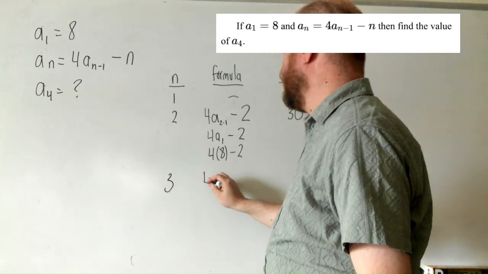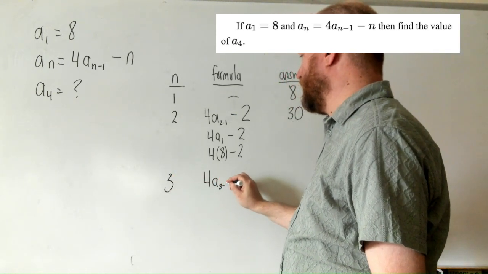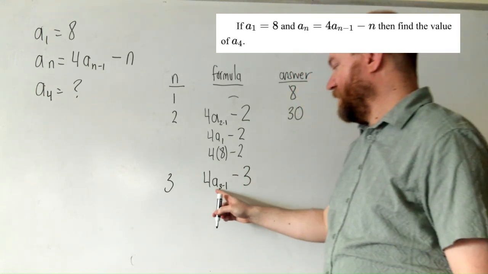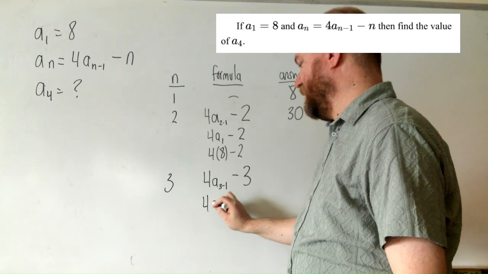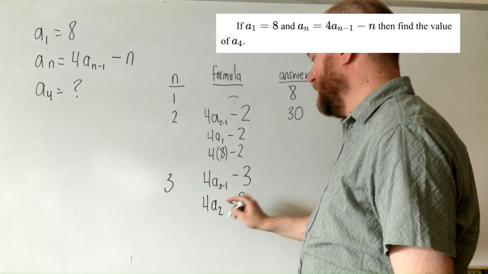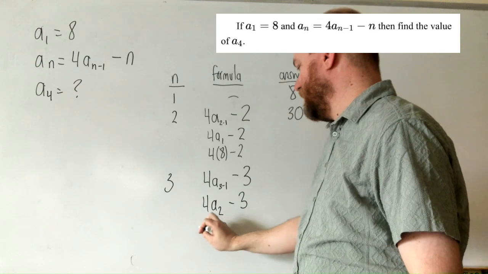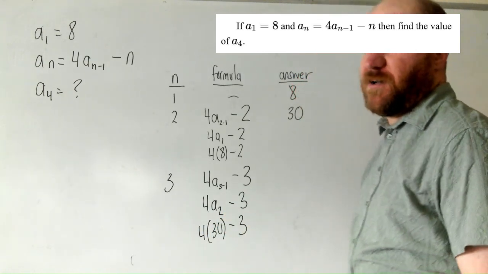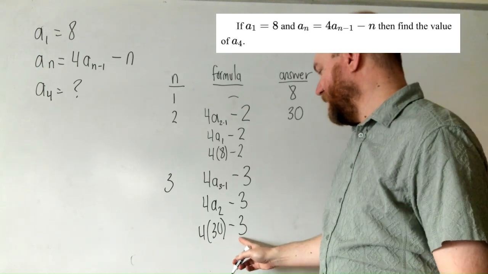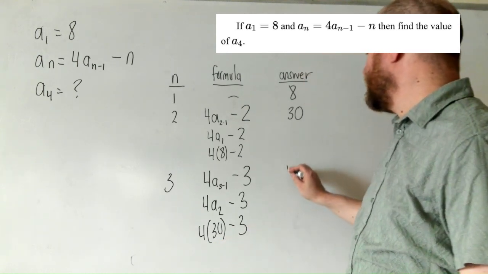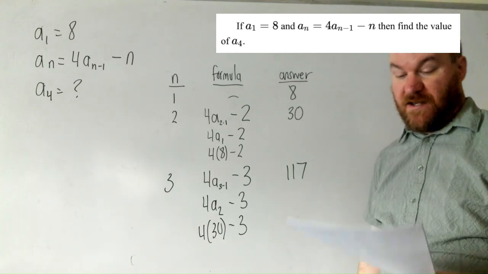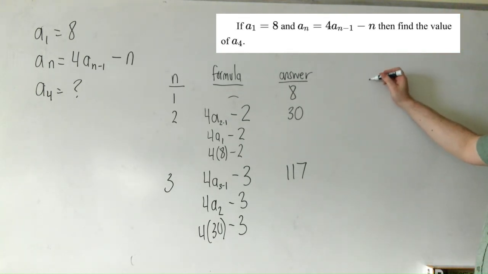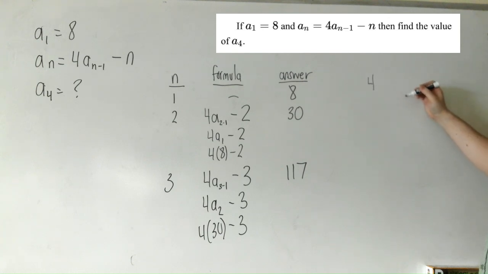3 is going to be 4 times A sub 3 minus 1, minus 3. A sub 3 minus 1 would be A of 2. The answer to A of 2 is 30. So 4 times 30 minus 3. Running out of room here. 120 minus 3 is 117. And I need to go all the way to A of 4. So I'm going to have to do that over here. So much for my nice neat table.